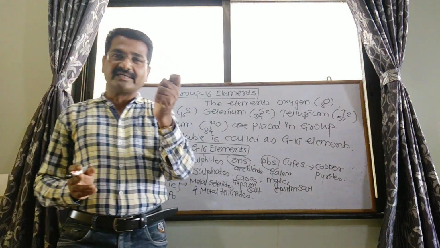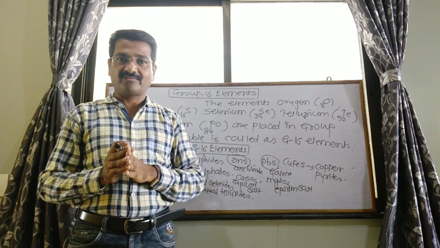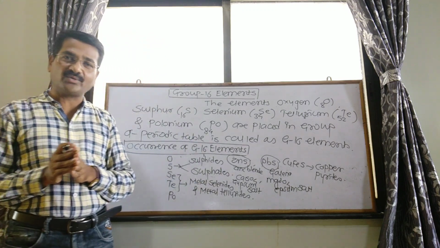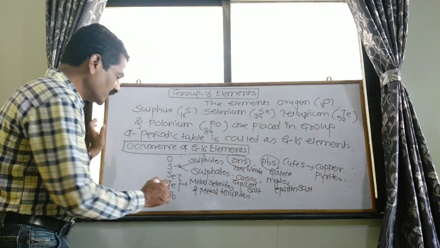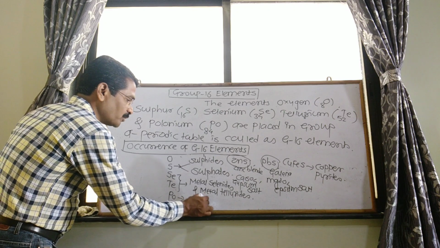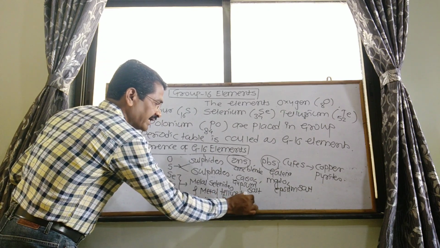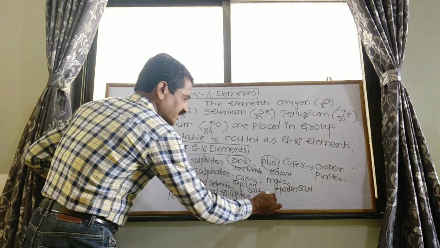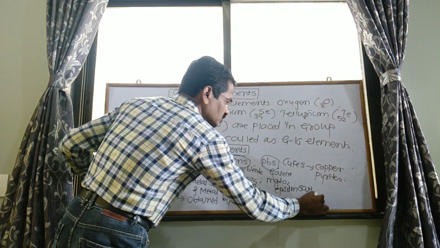Generally polonium is obtained from thorium and uranium. Whenever thorium and uranium become decayed, then polonium is obtained. So polonium is obtained by decaying uranium and thorium.